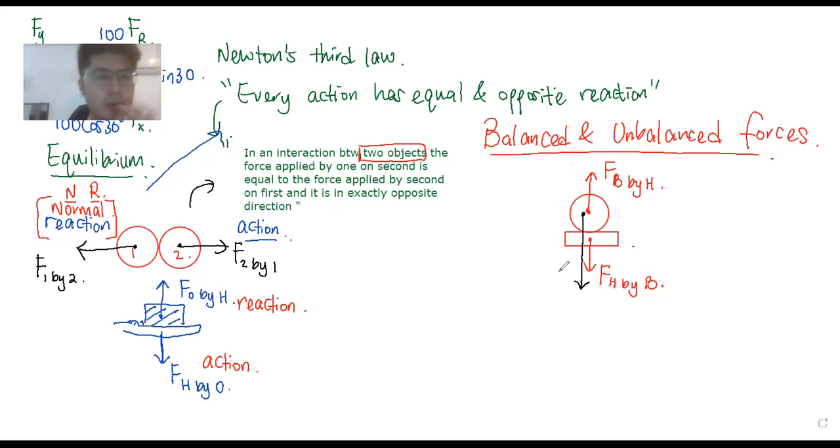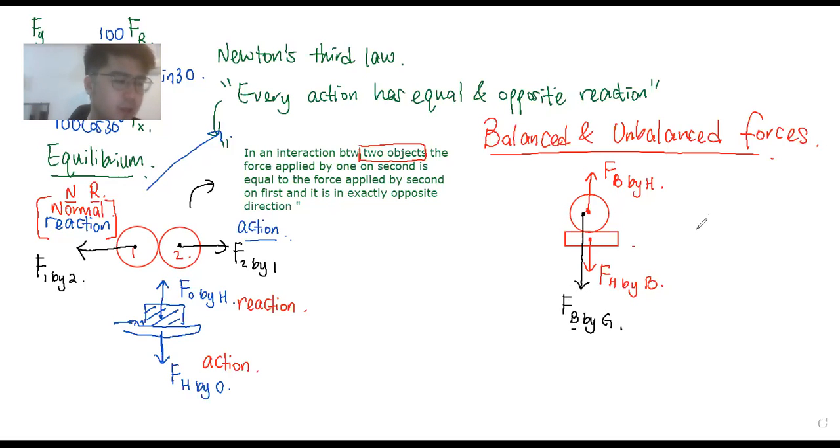Now be careful. With forces, you have to see where it is acting. Is it on this object or that object? We have two objects here. Now F gravity, just call it Fg. FB by G, the force acting on the ball by gravity. So we have a total of three forces here.